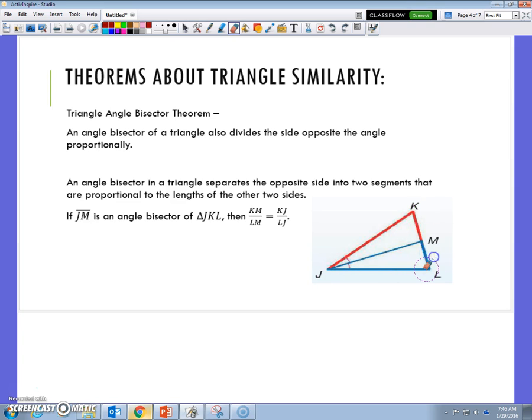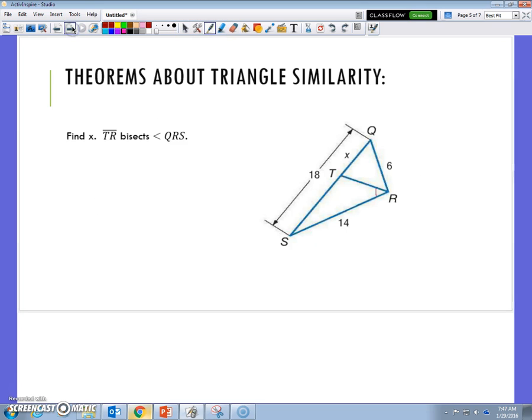If I bisect the angle, there's a proportional relationship between this part and this part, each side of the angle bisector, and the long side next to it. We are not using this middle distance or length for anything in this theorem in particular. All right, so let's take a look at some examples, and I have a few more examples of this one.